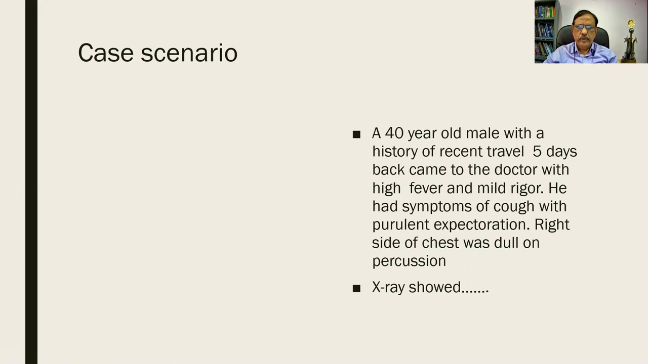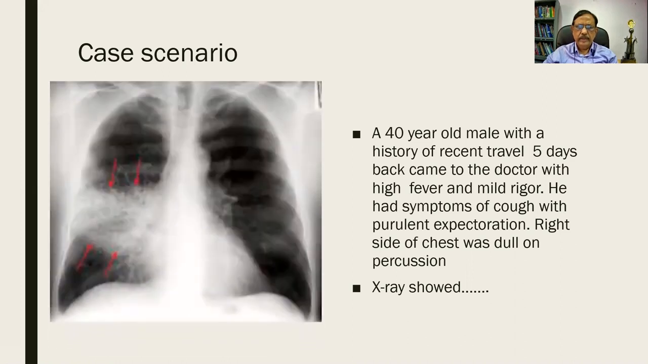The X-ray showed these features. What is your diagnosis? So there are some red markings over here, and one entire section of the lung is appearing opacified, that is solidified. We call it consolidation. So what is your diagnosis?